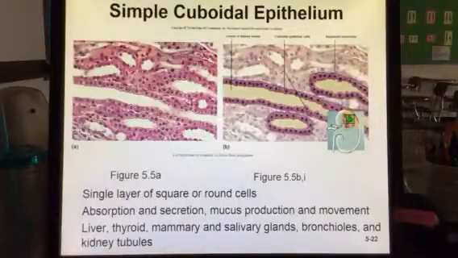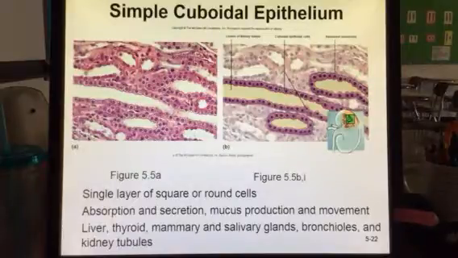Okay, our next type of simple epithelium is simple cuboidal. And in the lab here, you're going to see lots of circles or ovals because it's showing around a tube, essentially. That's where we find mostly simple cuboidal epithelium. So it's a single layer of square or roundish looking cells. We find these in areas that are doing absorption or secretion, such as the liver, the thyroid, and mammary and salivary glands, and bronchioles and kidney tubules.